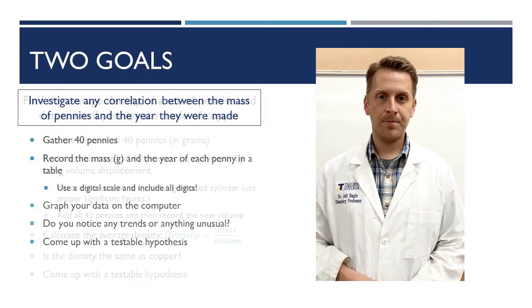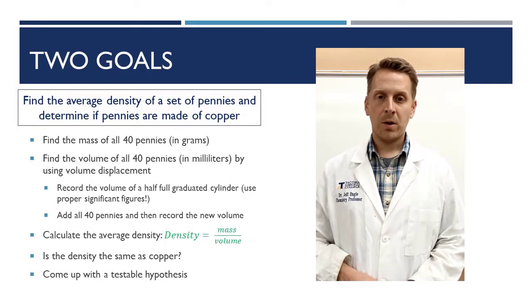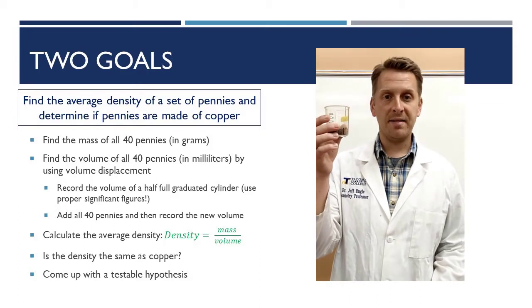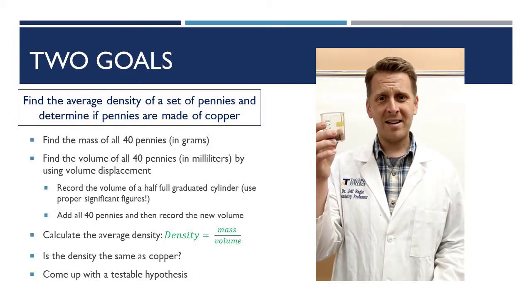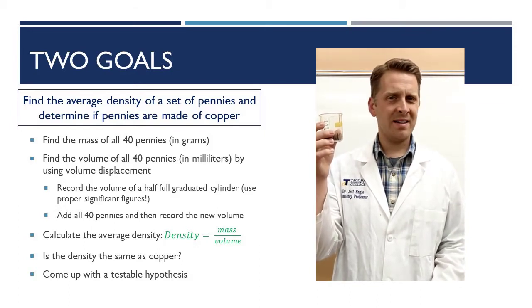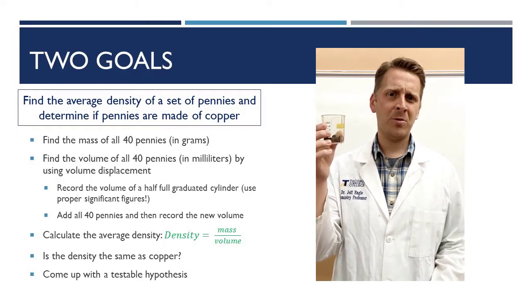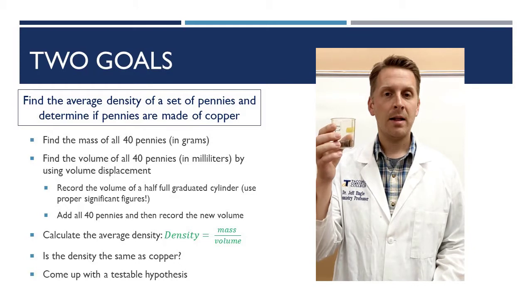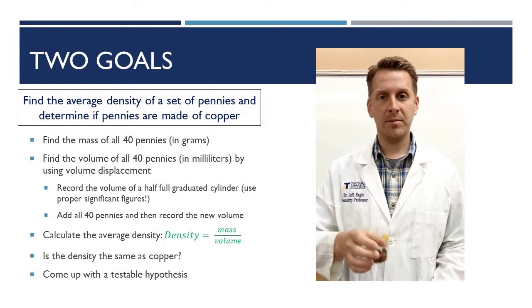another experiment. For part two, we want to take all of the pennies and find the net mass for all of them. You can add up the mass of all of the individual pennies, but that's a lot of work. Instead, what we'll likely do is just get the mass of everything on the inside of the beaker. That will be our net mass in grams.